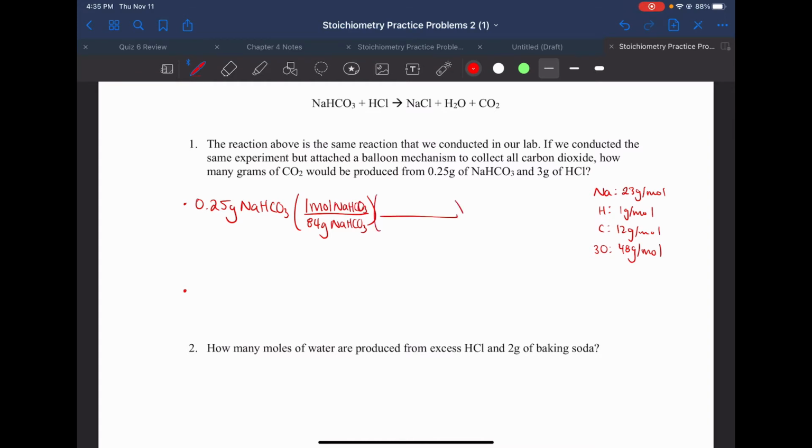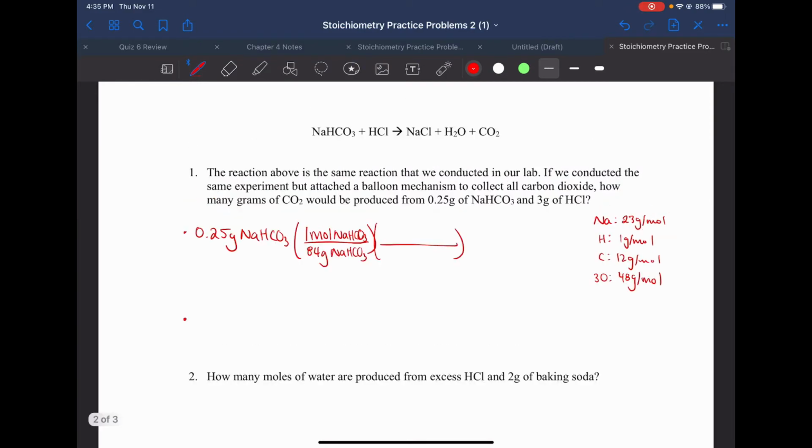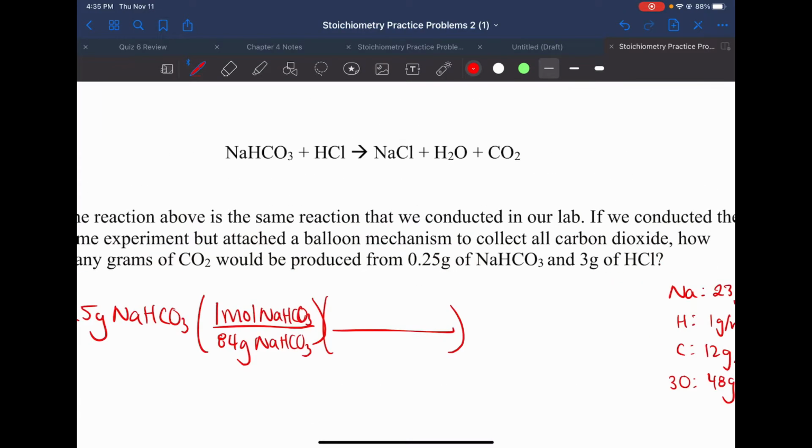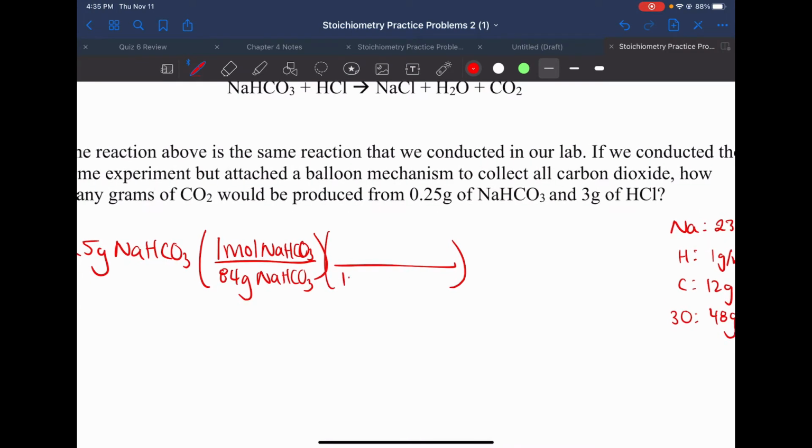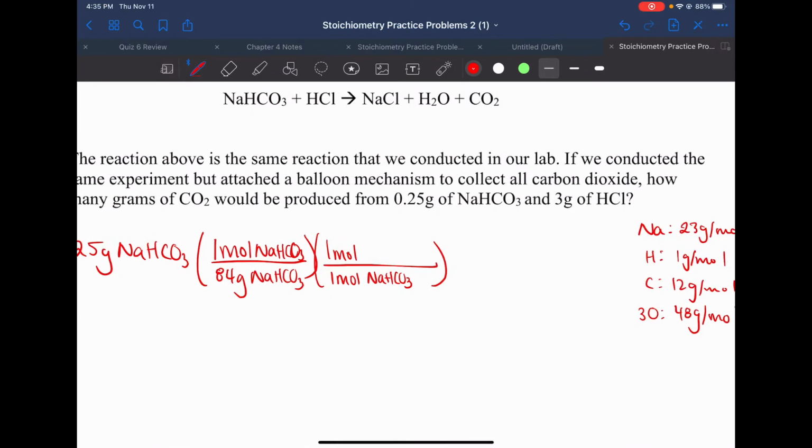And then we go to the stoich step. Sorry, I kind of jumped the gun. We should have balanced it first, but this is actually already balanced. Just double check. For every 1 mole of NaHCO3, we form 1 mole of CO2. And then we already know this next step. For every 1 mole of CO2, we form 44 grams of CO2.